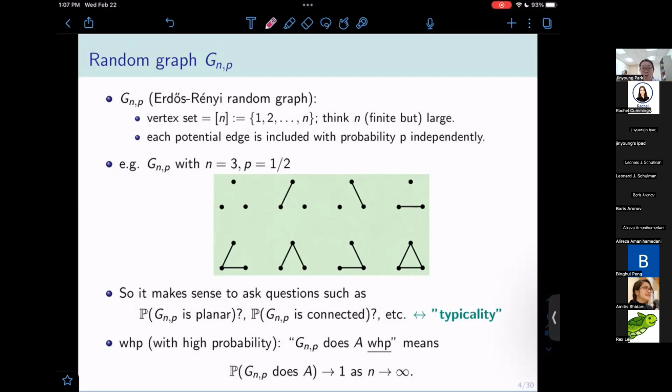Do you have any questions about this definition? Because I don't want to lose my audience in the first page. So if you have any quick questions about the definition, then please feel free to ask. Okay, then let me move on.